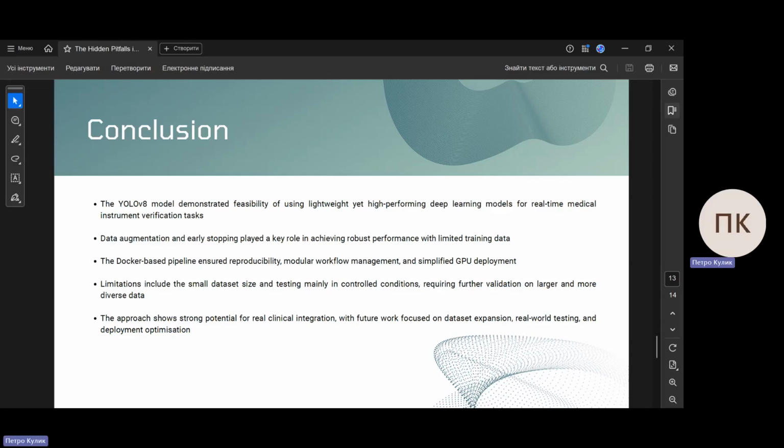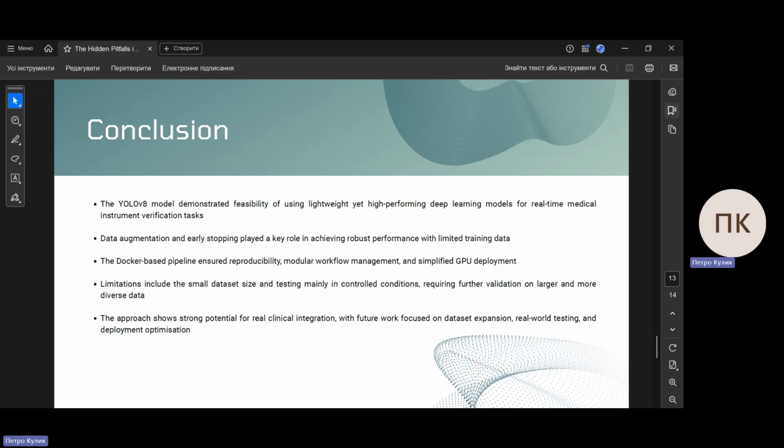Overall, this study demonstrates the feasibility of using YOLO v8 for tabletop medical instrument recognition, providing a foundation for future work on larger, more diverse datasets and deployment in realistic clinical environments. A key contribution of this work lies in the harmonization of all stages of the deep learning pipeline, from expert-driven annotation and data augmentation to training and deployment.